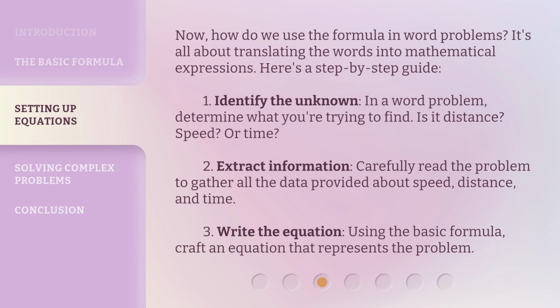Now, how do we use the formula in word problems? It's all about translating the words into mathematical expressions. Here's a step-by-step guide. 1. Identify the unknown. In a word problem, determine what you're trying to find. Is it distance, speed, or time? 2. Extract information. Carefully read the problem to gather all the data provided about speed, distance, and time. 3. Write the equation. Using the basic formula, craft an equation that represents the problem.